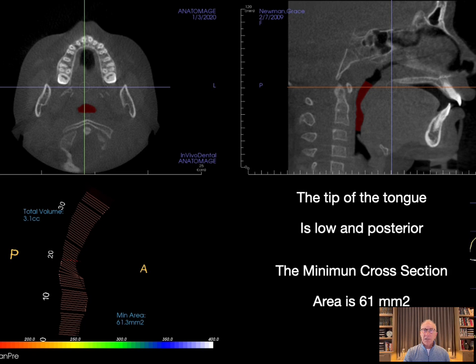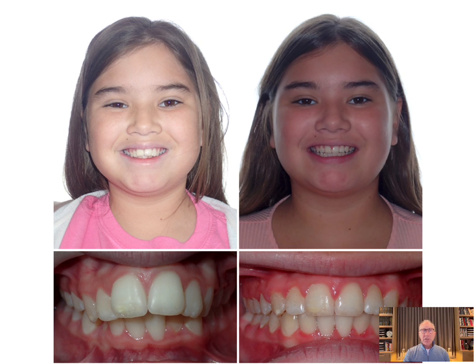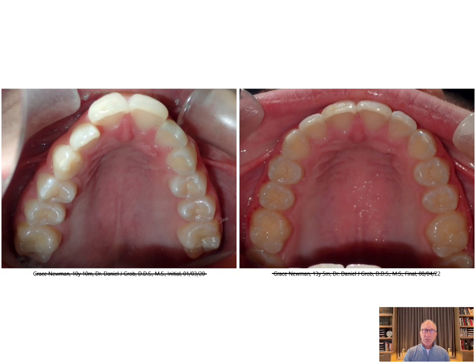The minimum cross-section area of the oropharynx is 61 square millimeters. The transverse dimension across the palate was only 28 millimeters, while 36 is desired. Following expansion, the smile is broad and protrusion is reduced. The arch form is changed from a V shape to a U shape in the maxilla, allowing for forward positioning and growth of the mandible.